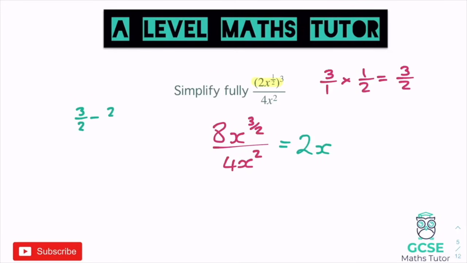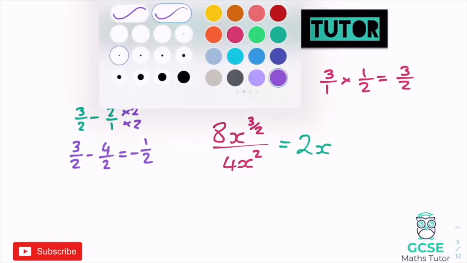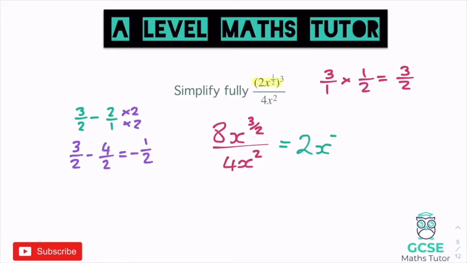Obviously 2 is 2 over 1. If we want to write that in terms of halves, we'll have to change that denominator there. So 3 over 2, take away, and if we times both of these by 2, that becomes 4 halves. And when you take those away, you get minus a half. So just taking away those powers there, you might be okay doing that without writing all the fraction working out, but just to show you that you can apply a bit of written methods as well. But there we go, we get 2x, and our power is going to be minus a half.